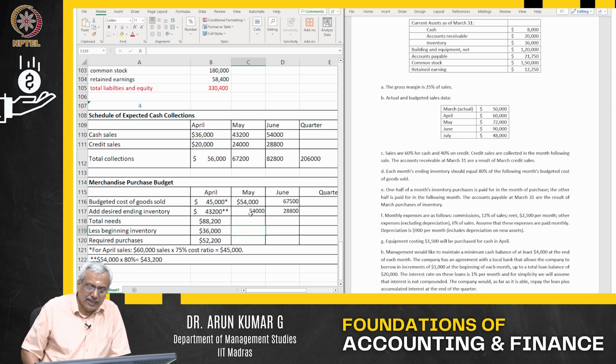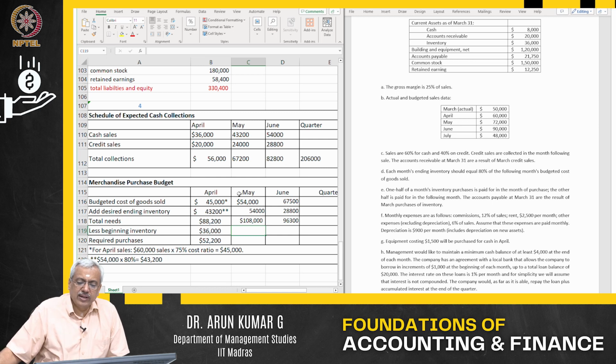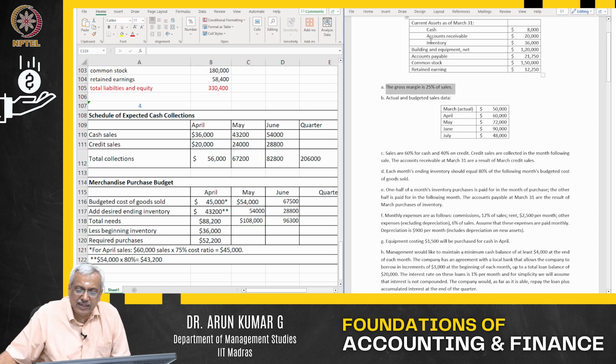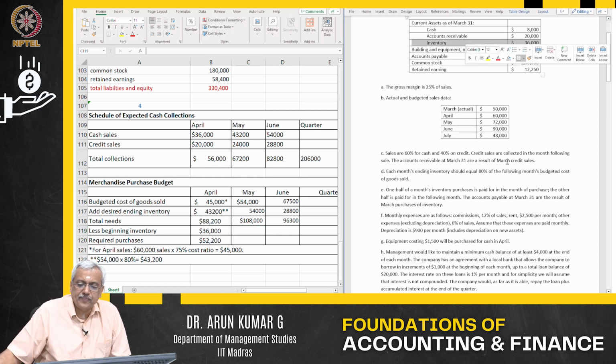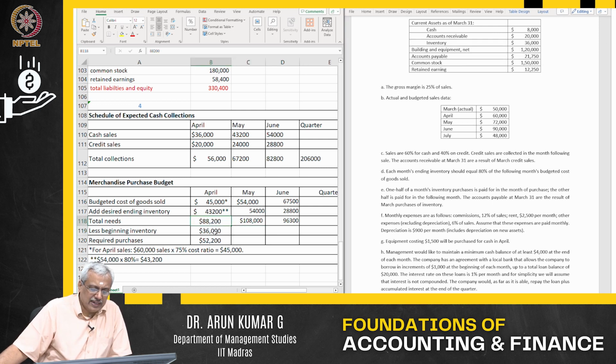What is the total need? Total need is this plus this every month, and then I have my beginning inventory. If I look at my inventory out here, it is 36,000. This is the need, 88,200 is the need. I already have 36,000. I have to purchase only 52,400.